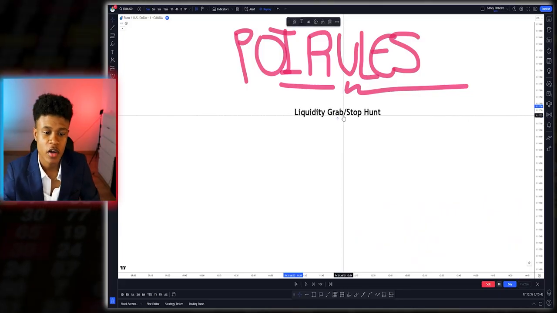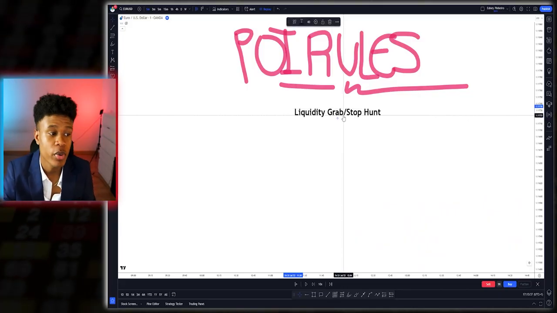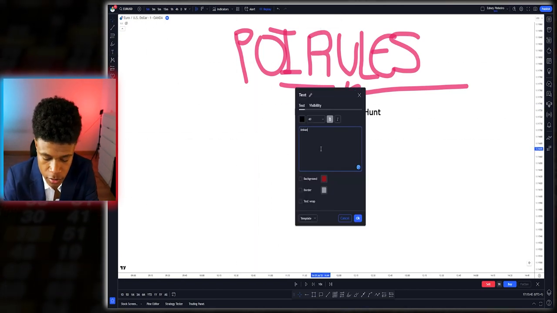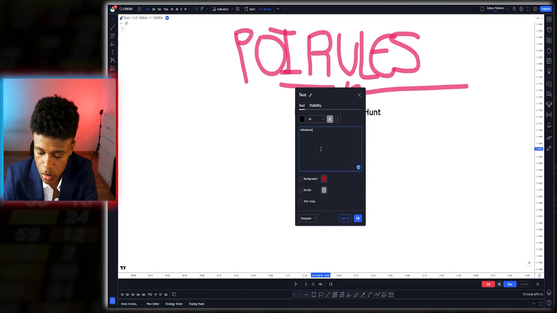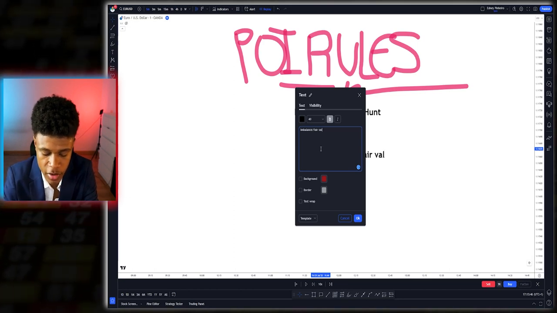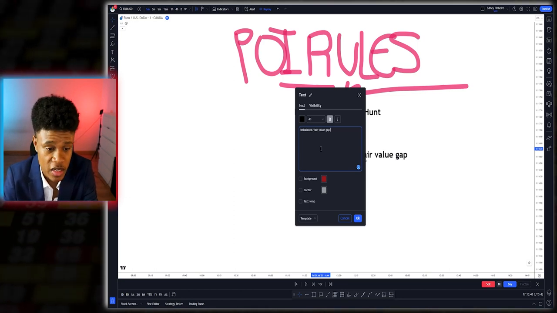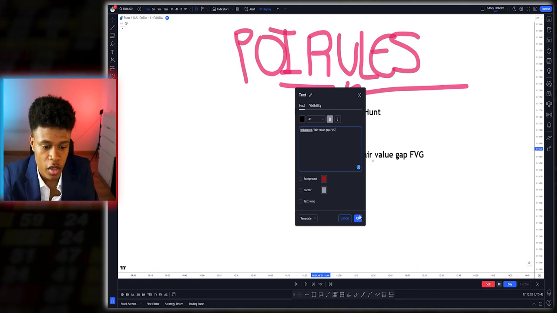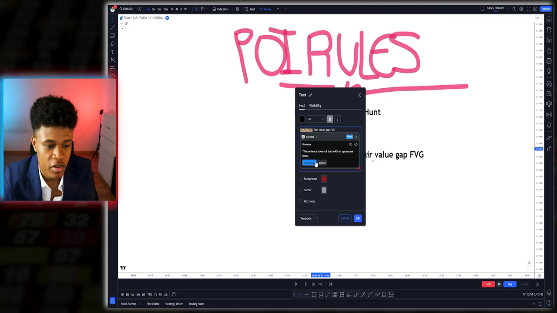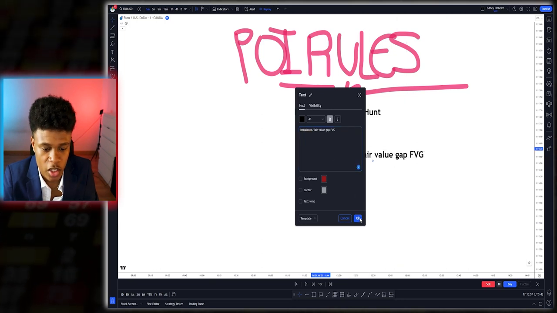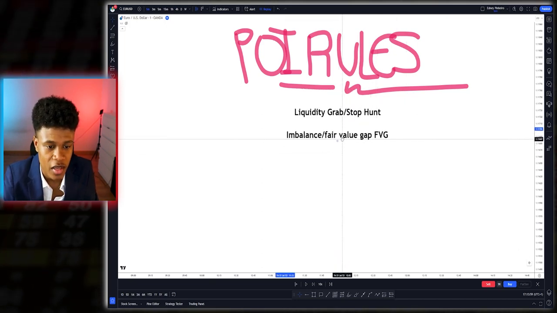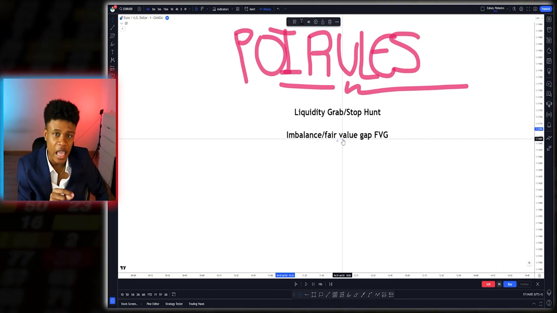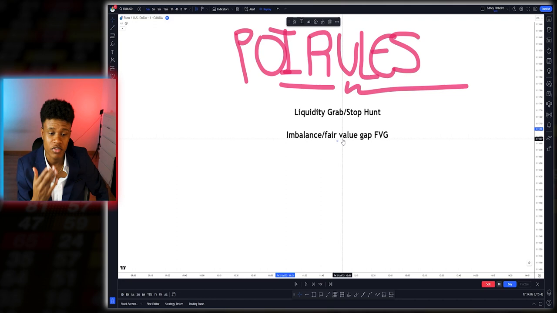But now that you already understand liquidity grab and stop hunt, we need to talk about the following: imbalance, which some people call fair value gap, or just FVG. Imbalance or fair value gap is another thing you need to pay attention to when you are selecting a point of interest. But this is actually when you are validating a point of interest to take your entry from.